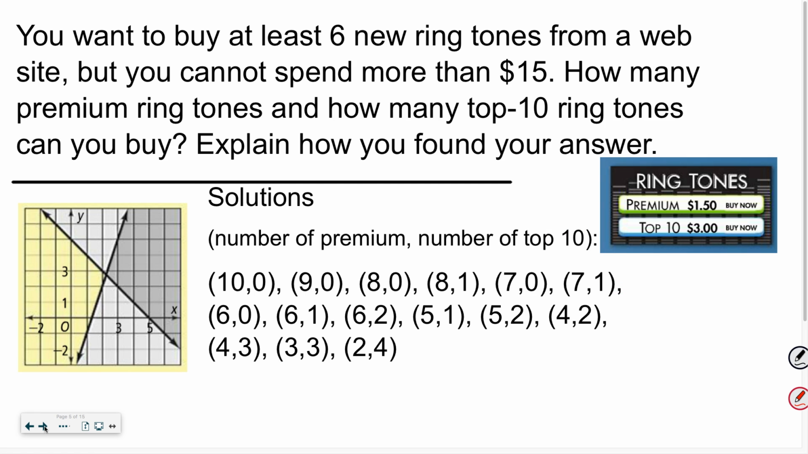So this is what it's going to look like. I know it's a little scary right now, but this is what it's going to look like when we graph it, which we're going to ease into. Don't worry. If our x's represented the number of premium ringtones, and our y's represented the number of top 10 ringtones, these are a bunch of the coordinates that work. You already identified that there's not just one value. It's actually multiple. It's a range. That's a system of inequalities.